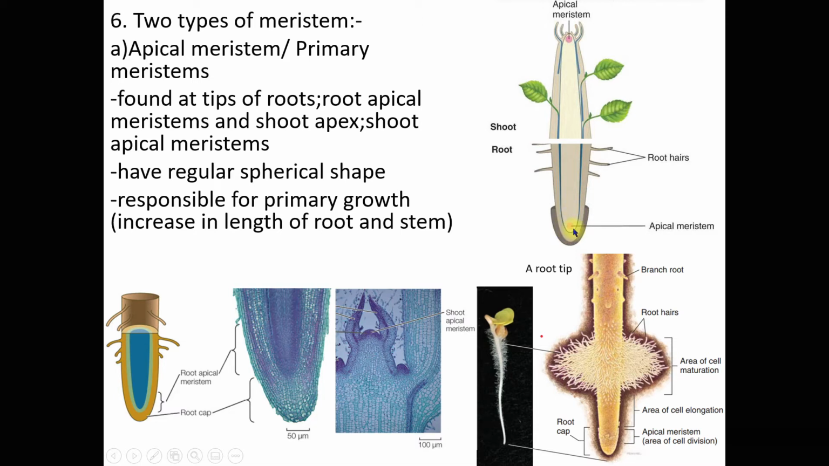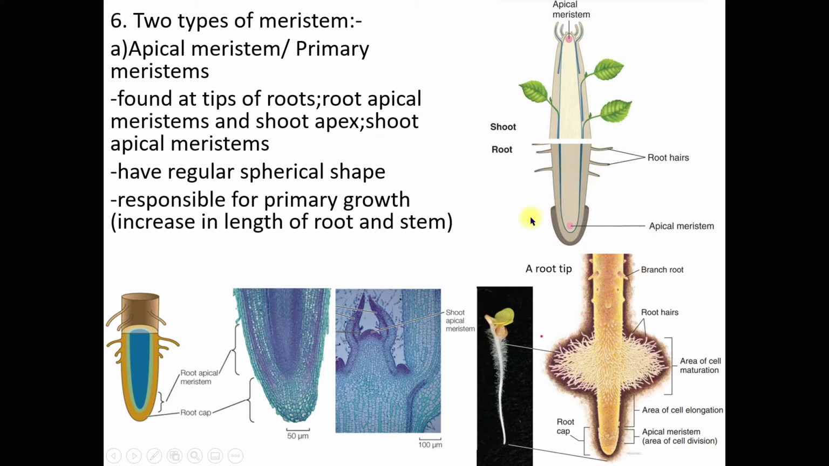And then the meristem that is found at the shoot apex, this apical meristem is known as the shoot apical meristem. Very obvious. Shoot apical meristem meaning to say itu ialah meristem yang dijumpai di kawasan shoots. And obviously, root apical meristem means the apical meristem that is found in the roots.